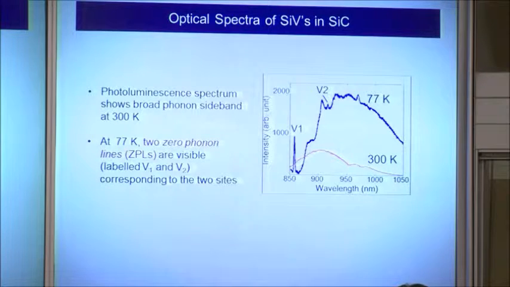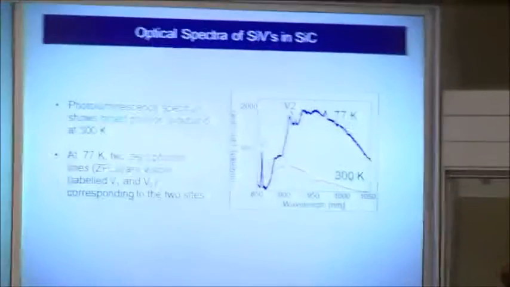So, just a few features. Broad phonon sideband in both spectra, 300 Kelvin and 77 Kelvin. And of course, as we cool the temperature, the relative strengths of the zero phonon line to the broad phonon sideband, the zero phonon line begins to peak out. But for both, the other thing that's important is at 77 Kelvin, we can see, I said there are 2 silicon vacancies at 2 inequivalent sites. So here's V1 at one site, and here's V2, a silicon vacancy at another site.